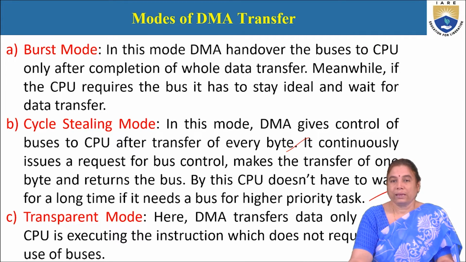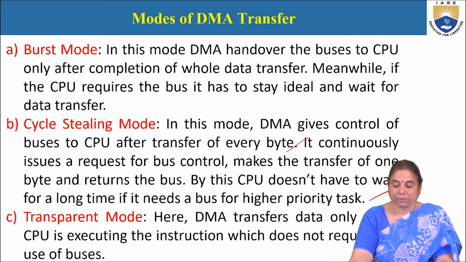But in case of cycle stealing mode, after every one byte transfer the DMA releases the bus, so that the CPU can execute the high priority task. But here the DMA controller has to frequently send a bus request to the CPU to gain control of the bus again. Next method is transparent mode.